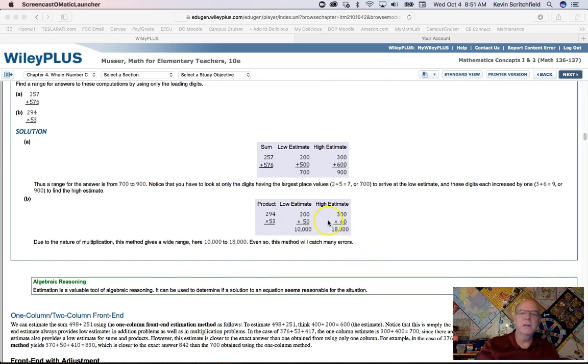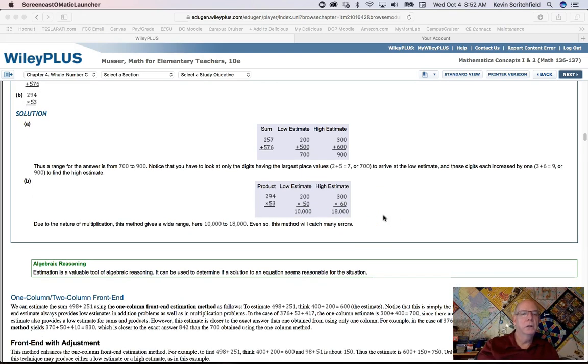Another example, with multiplication, is basically the same thing. Rounding way down, 294 down to 200 and 53 to 50. When you multiply those, 5 times 2 is 10, and then you have 3 zeros, so 10,000. Then rounding them up, 294 to 300 and 53 to 60. 6 times 3 is 18, again with the 3 zeros. So this answer is somewhere between 10,000 and 18,000. Kind of a large range, but we're just trying to get a range of answers.